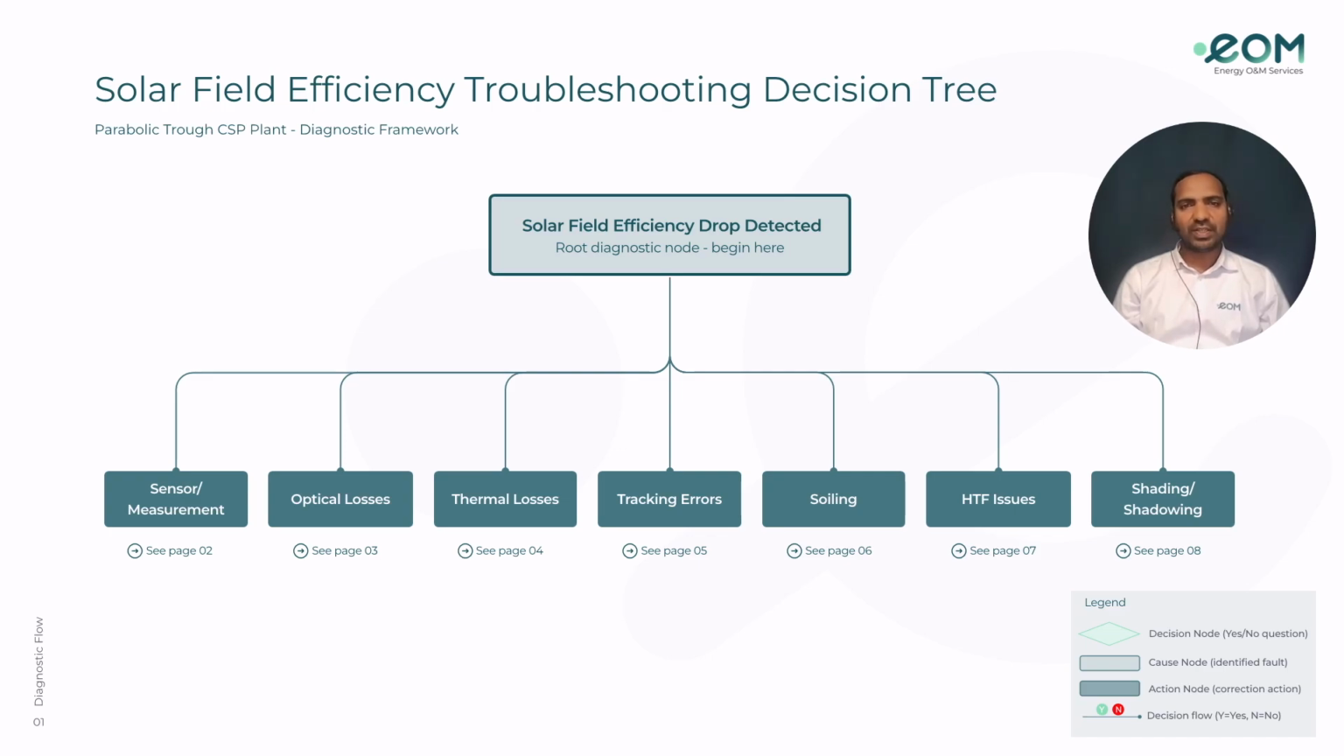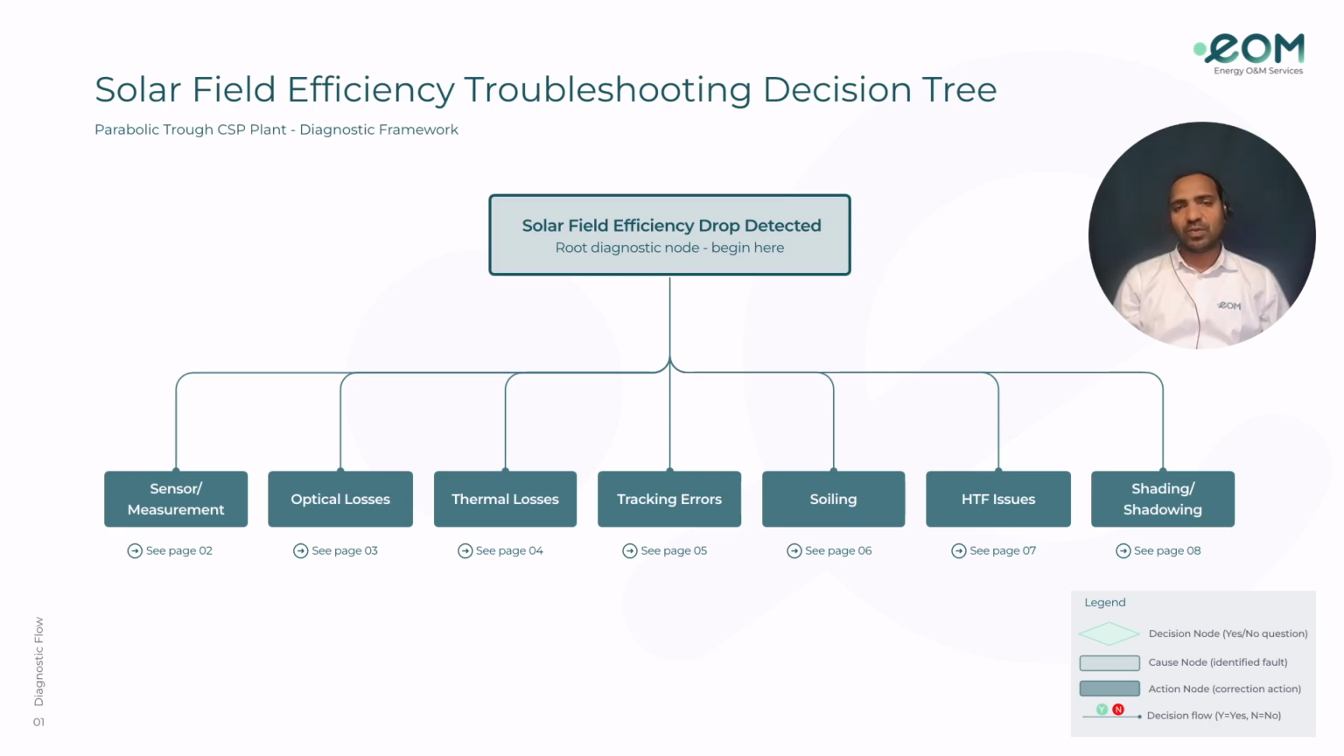Then we examine HTF issues. This includes flow behavior, viscosity changes, thermal degradation, pump performance, leakage, and temperature distribution anomalies. And finally, we look at shading and shadowing. This step investigates whether incoming solar radiation is being blocked by field geometry, external obstructions, or control related issues like backtracking. One important aspect of this framework is its consistency.